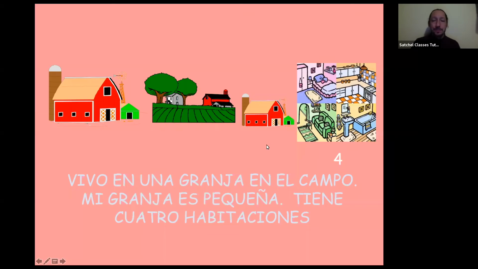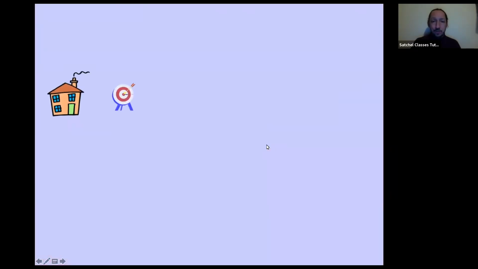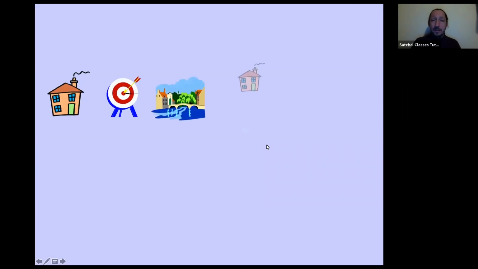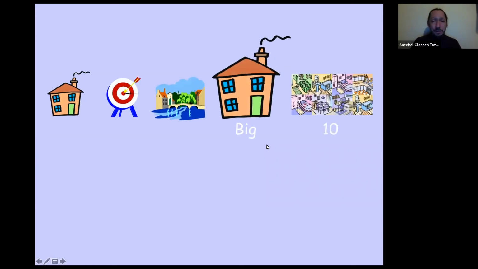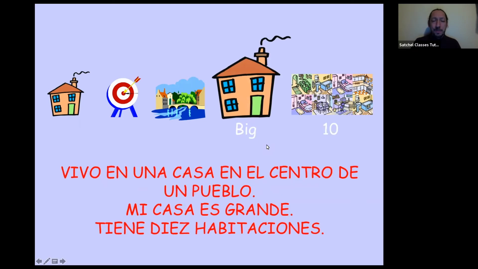Let's go to the next one. We have a house in the center in a small village. It's a big house and it has 10 rooms. Vivo en una casa en el centro de un pueblo. Mi casa es grande, tiene 10 habitaciones. That's a very good sentence, actually. Long, really bulky, and it actually shows that you know a lot.